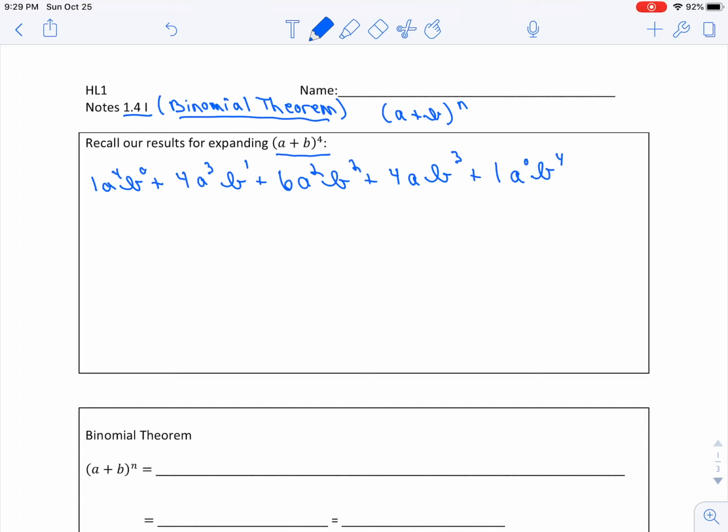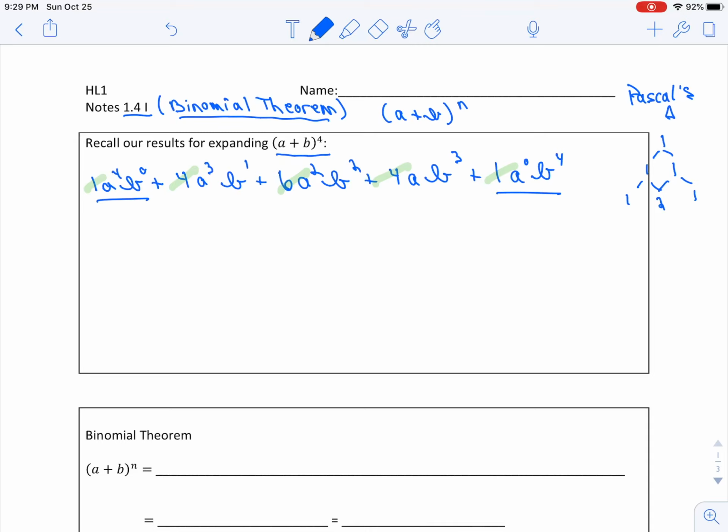Of course, we could simplify that. This would just simplify to b to the fourth, this would just simplify to a to the fourth, and so on. But we also talked about the fact that these coefficients, the 1, the 4, the 6, the 4, and the 1, can be found with something called Pascal's triangle. Pascal's triangle, remember, starts out with a 1 on the top, and then you bring the ones in each direction, and then you bring the ones in each direction again. But then in the middle, you add those.